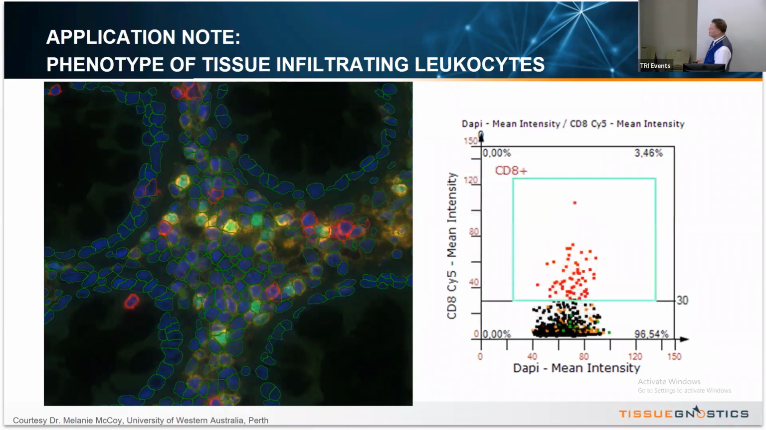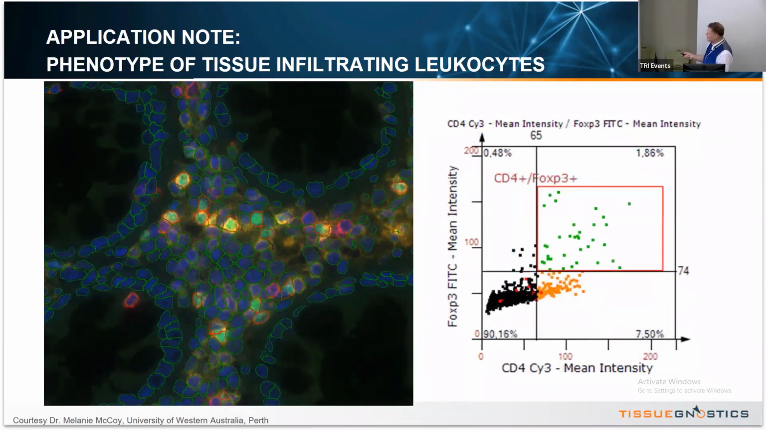The same thing we can do with CD8 and ultimately determine the co-expression of CD4 FOXP3 double positive cells. And you read it really like a FACS plot, with the four quadrants: upper left, upper right, lower left, lower right, double positive, double negative, and single positive.